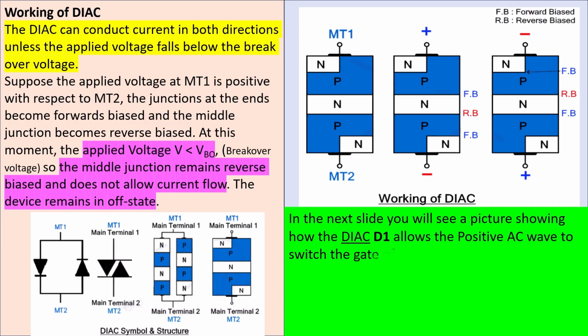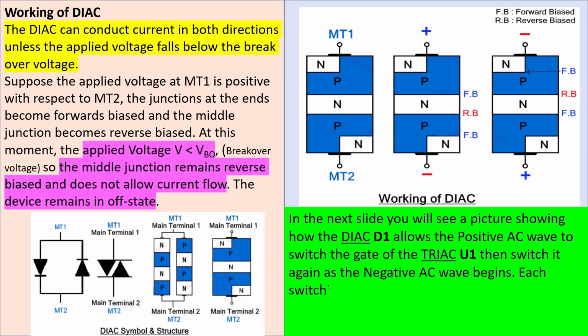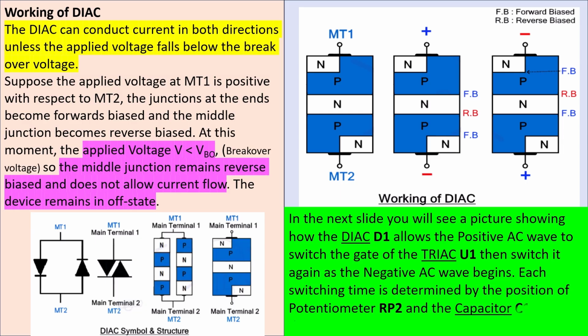The working of a Diac. In the next slide, you will see a picture showing how the Diac D1 allows the positive AC wave to switch the gate of the Triac U1, then switch it again as the negative wave begins. Each switching time is determined by the position of the potentiometer RP2 and the capacitor C1 discharging when the threshold is reached.